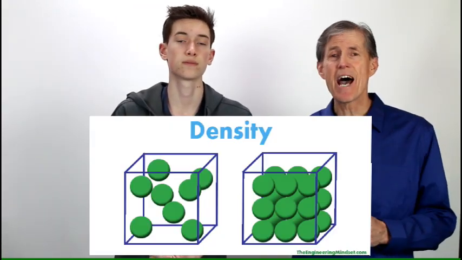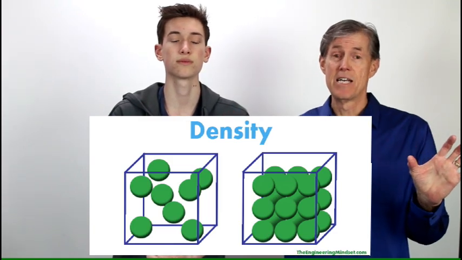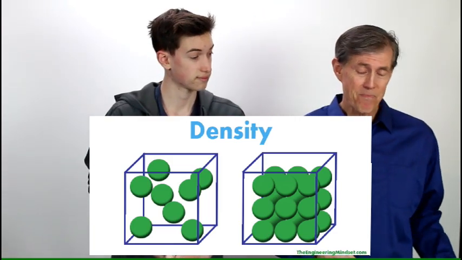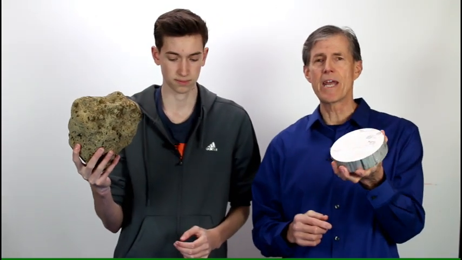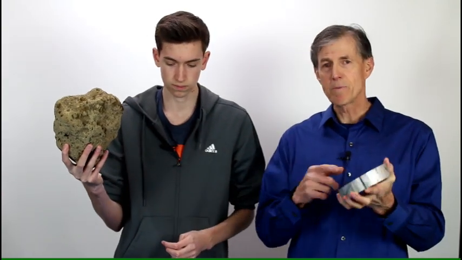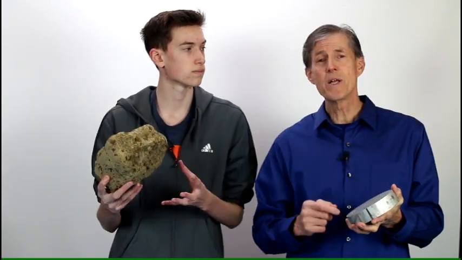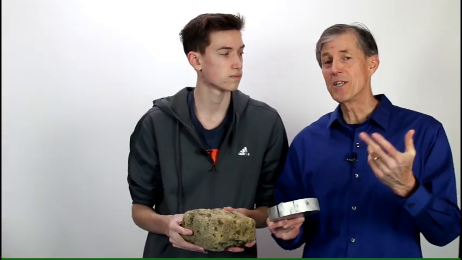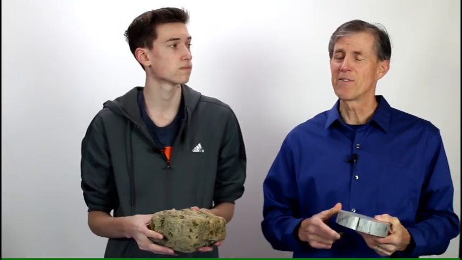There's a second reason too. And the second reason is how far apart they are. I've got here a piece of pumice, and I also have a piece of aluminum, a bigger piece of aluminum than what David had here. The molecules in here are a lot closer together than the molecules in here, okay? Which makes this denser. So what are the two reasons that certain matter is denser than others? Let's see if you can think of them.